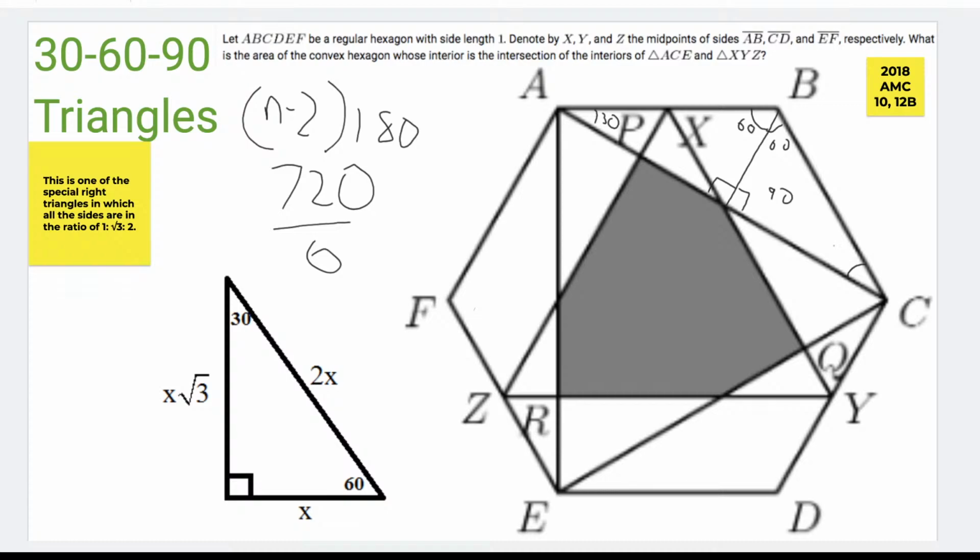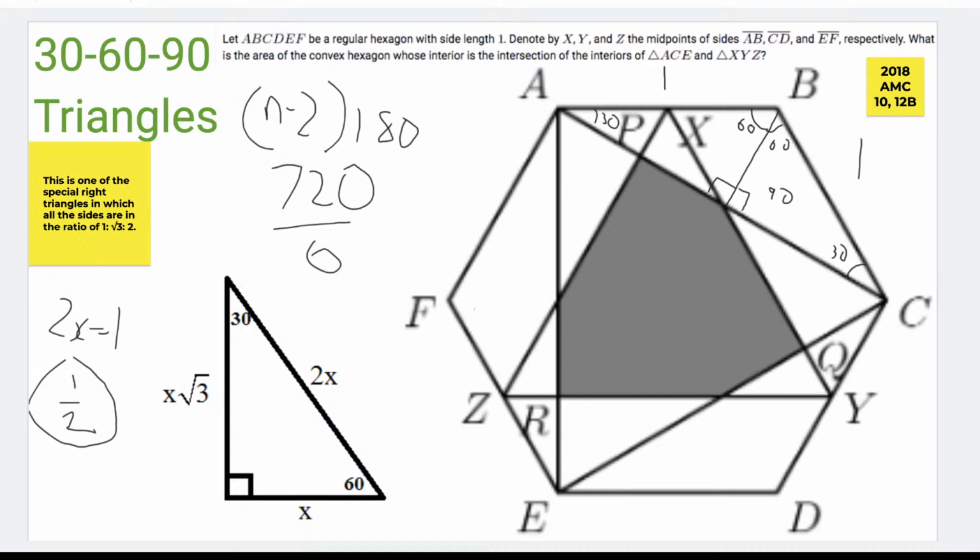What else do we know? We know that the side lengths are 1. And now we will use this to try to find AC, which is the side length of the equilateral triangle ACE, and that is the triangle we will be using. How will we find the area? For that, we need to use 30-60-90 triangles. If the side opposite to 90 is 2x, then we know 2x equals 1. That means x equals 1 over 2, so the side opposite to 30 is just x, which is 1 over 2.